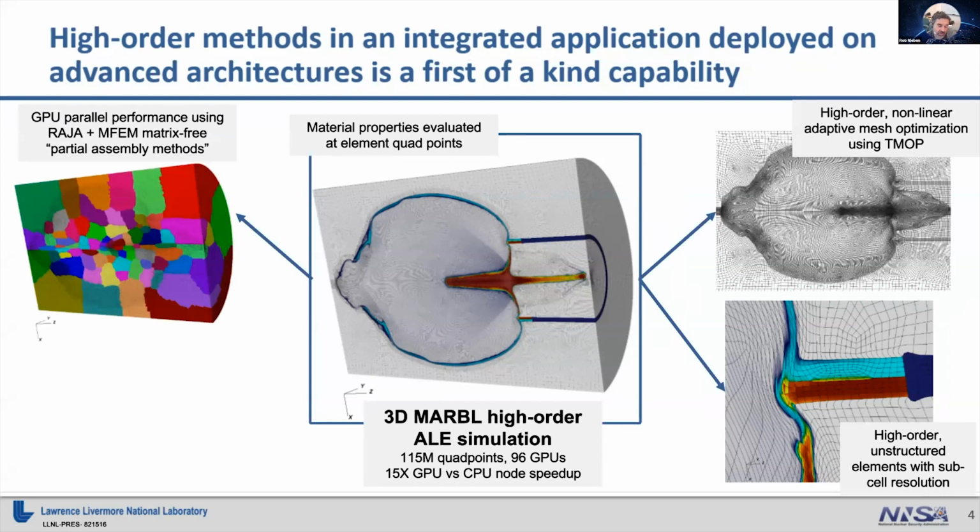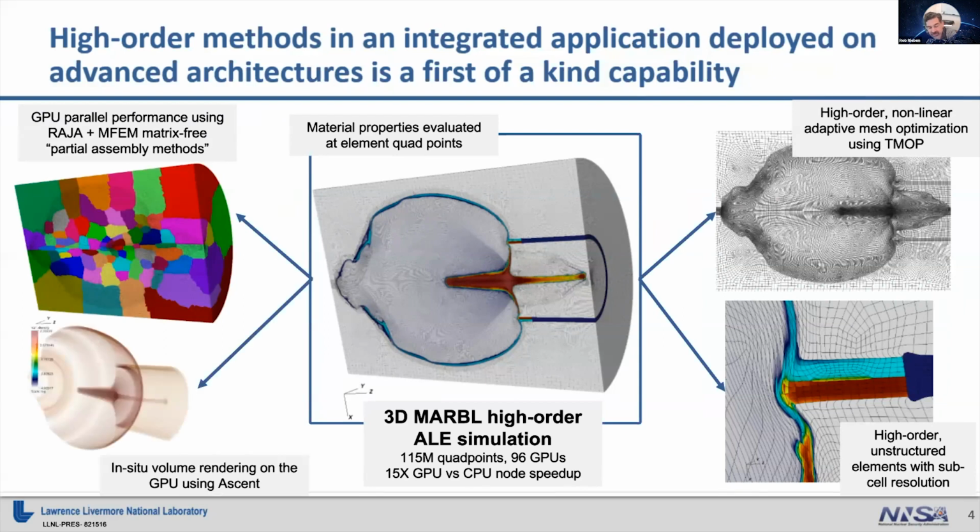And we're of course very interested in GPU parallel performance, and here we're using the RAJA abstraction layer in conjunction with MFEM, as well as matrix-free partial assembly methods. And we couple this with some Livermore tools for doing in situ volume rendering on the GPU. So this is an example of the Ascent library.